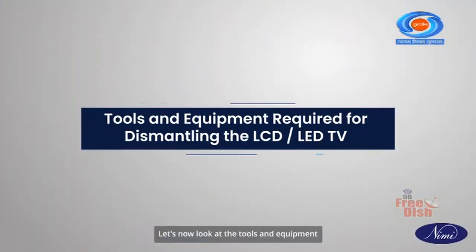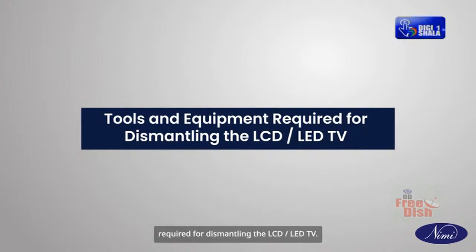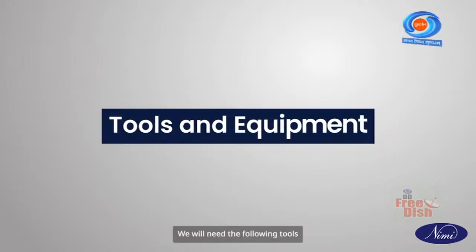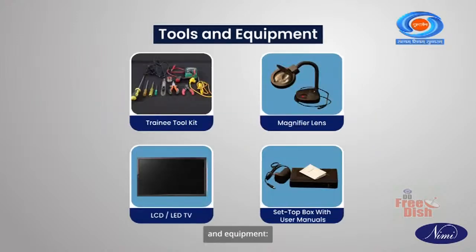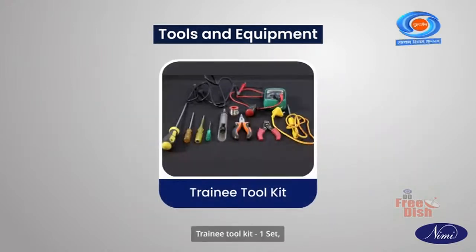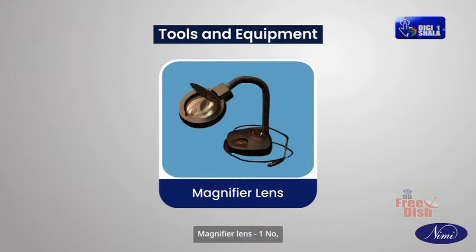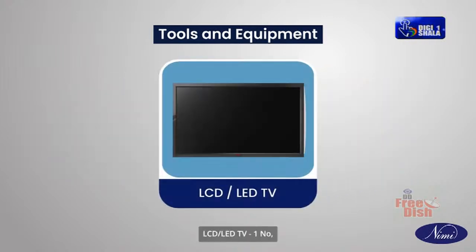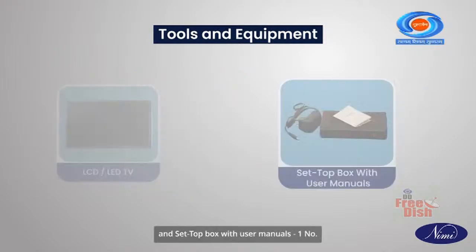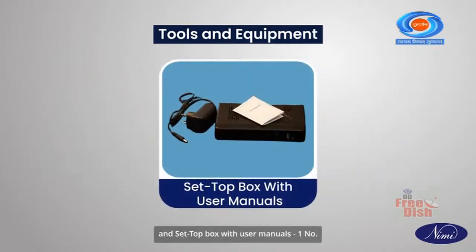Let's now look at the tools and equipment required for dismantling the LCD or LED TV. We will need the following tools and equipment. Trainee toolkit 1 set, magnifier lens 1 number, LCD or LED TV 1 number, and set-top box with user manuals 1 number.